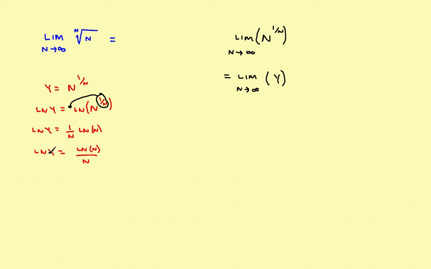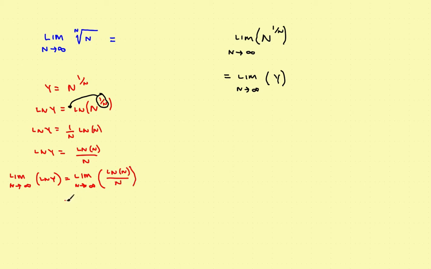Now what I want is this. I want to know what happens as you go way off to the right. So I'm actually going to take the limit of both of these. So the limit as n approaches infinity of this side, the natural log of y, and whatever you do to one side, do the same thing to the other side. So this becomes the limit as n approaches infinity of the natural log of n divided by n.